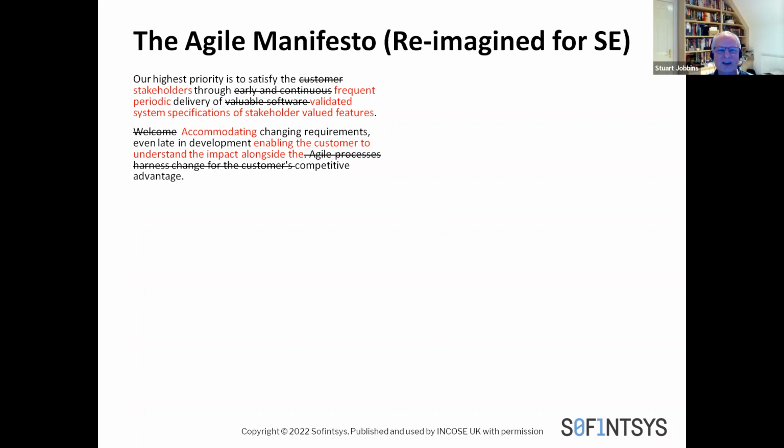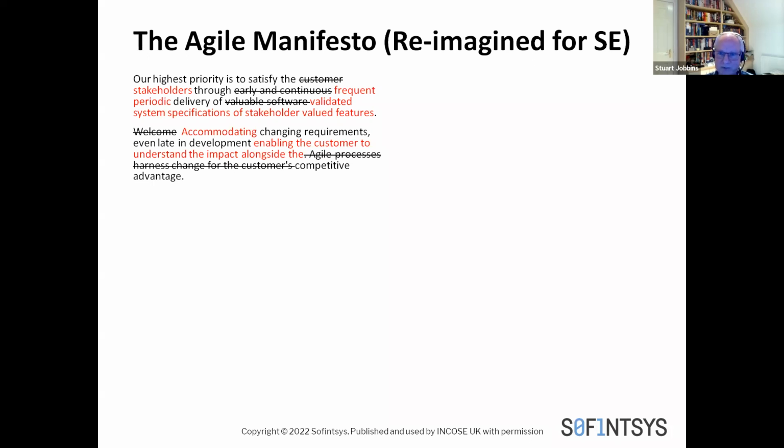So accommodating changing requirements, even late in development, enabling the customer to understand the impact alongside the competitive advantage. So you're giving him a steer now, the customer, the paymaster, not necessarily every stakeholder, but you're saying, if you want to change this, it has this impact, this cost, this delivery impact.